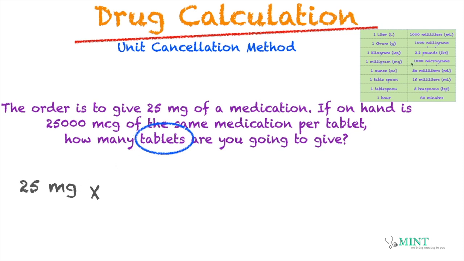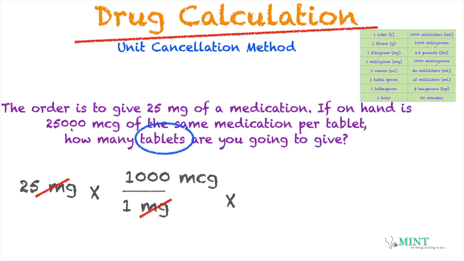So I'm going to look at my conversion table. 1 milligram is equal to 1000 micrograms. So we can write that down as 1 milligram is 1000 micrograms. Now we can cancel milligram, milligram. Now that gives us micrograms. And then we're going to put another times. Now we're going to put in the medication we have on hand.